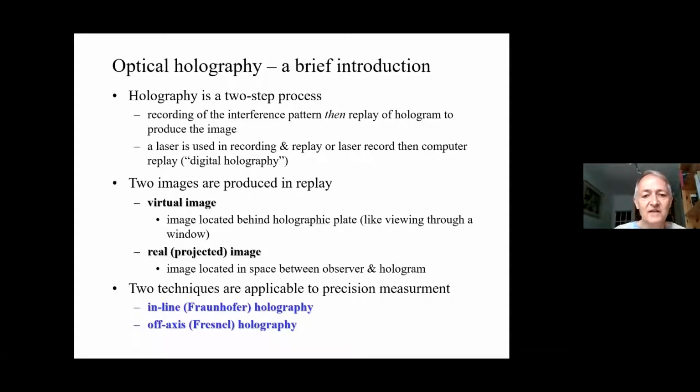If you imagine a hologram being a holographic plate or a piece of film, you replay the hologram with a laser and you look through the physical hologram medium, you see an image. That's what a virtual image is. Or you can have a real, that's a projected image, which is located in the space between the observer and the hologram, and you could hold up a piece of paper or ground glass screen or something and see the image on it. So let me talk about holography a little bit more.